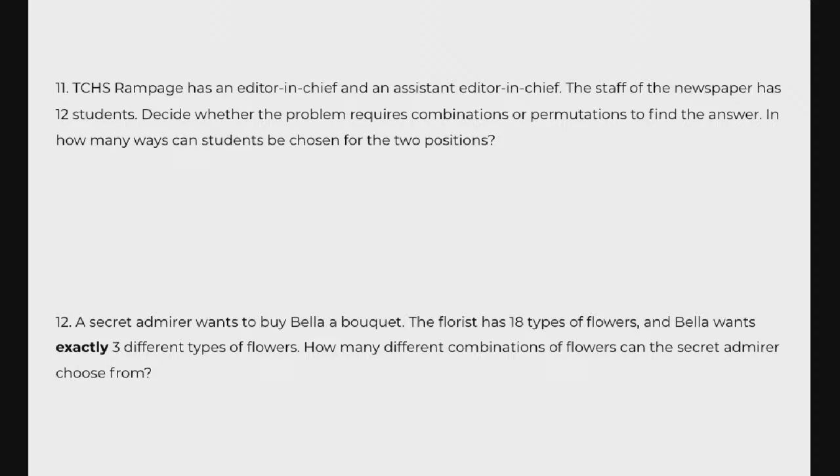So if you ever see a title or a name for a position, then it's going to be a permutation. And in this, we're picking an editor-in-chief and assistant editor-in-chief. So that means this is going to be a permutation. So we're going to have a big P in the middle, and we have to figure out n and r. So there are 12 students, and of those 12, we want to pick 2. So the setup would be 12P2, and you would get 132.